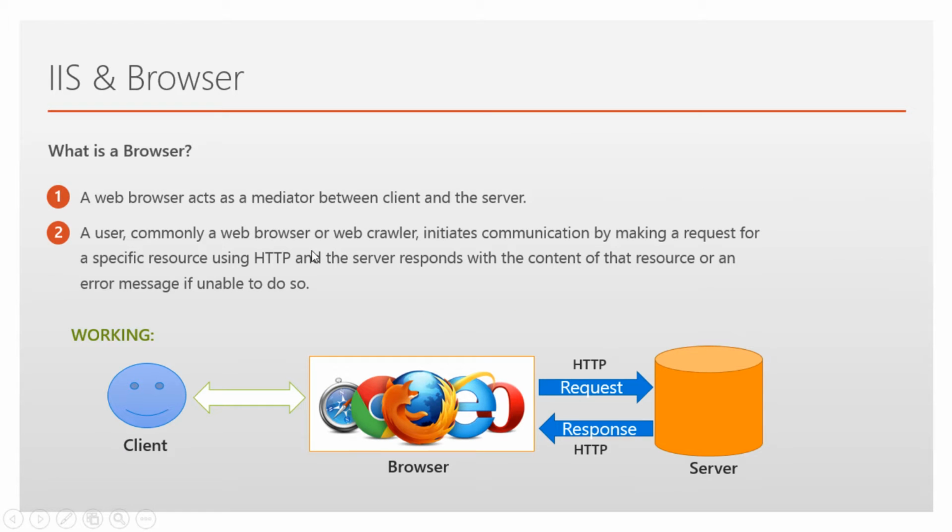What is a browser? A web browser acts as a mediator between client and the server. Client makes a request to the server for a particular page through a browser in the form of HTTP request. If the file is found in the server, it returns the response in the form of HTTP protocol. If the file is not found, it returns a 404 error message. We will discuss this error message in detail in a later video section.